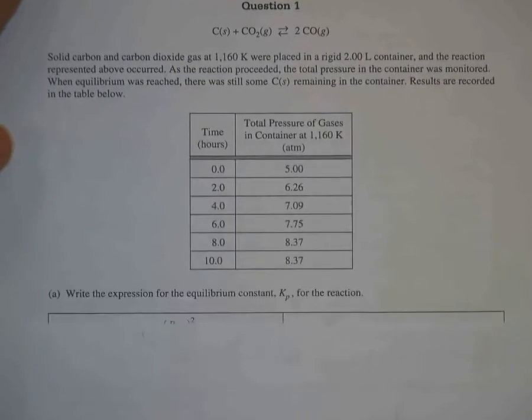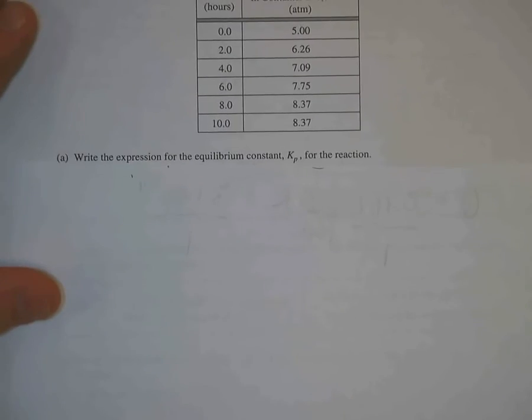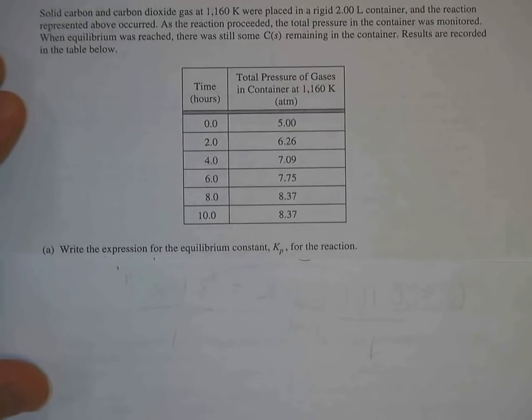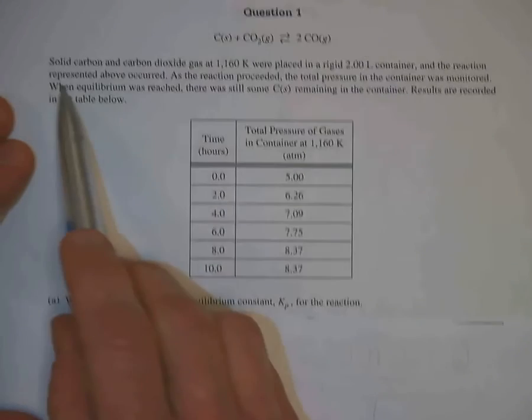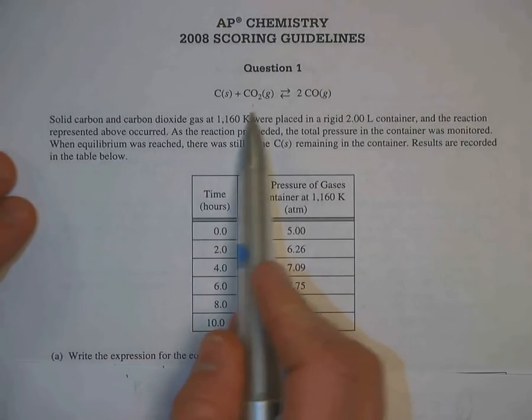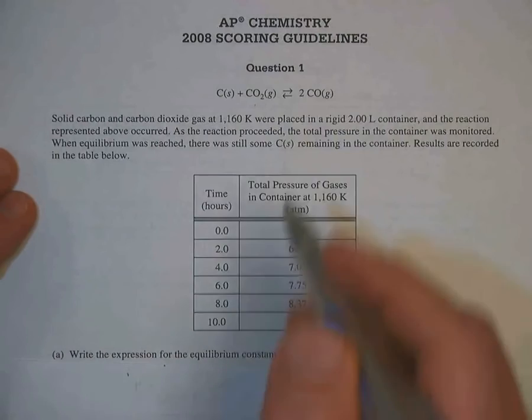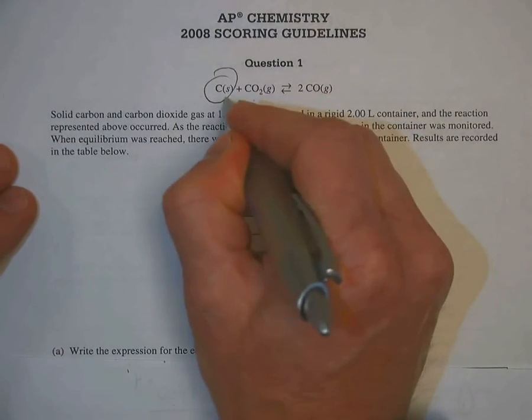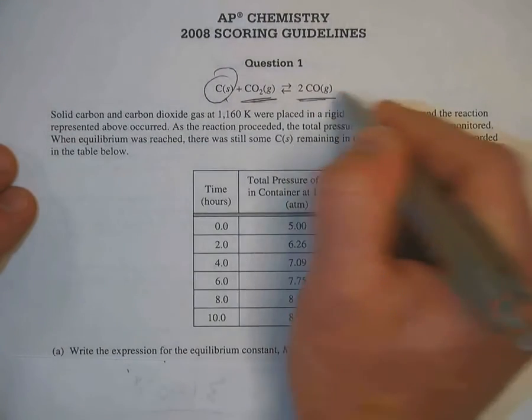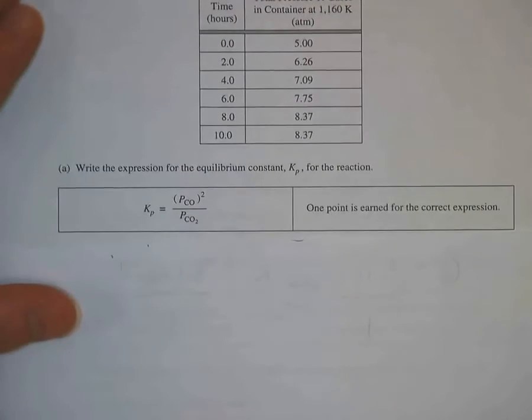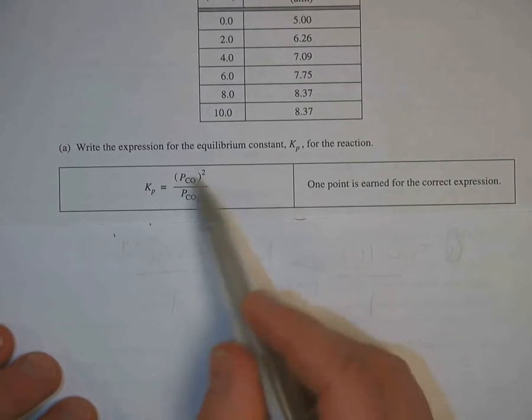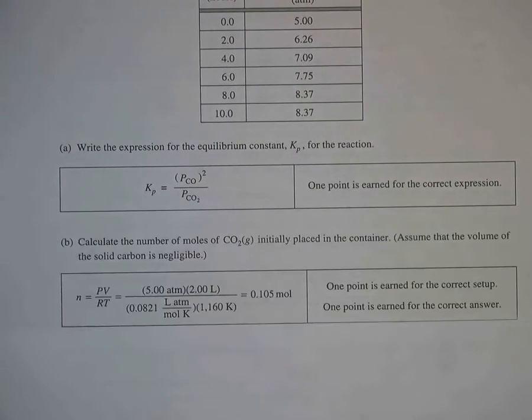Here's 2008, question number 1. They give you a whole bunch of information in a little data table right here. And they tell you that solid carbon and carbon dioxide are placed in a rigid container. Notice right away there's a solid in there, not going to be in the equilibrium constant expression. Here's a gas and a gas.